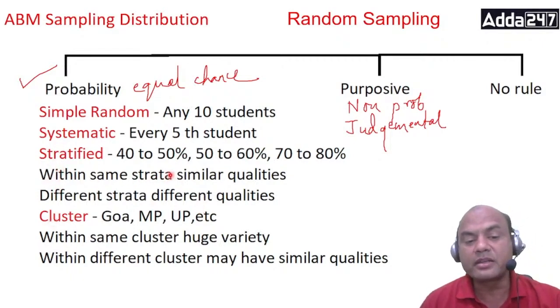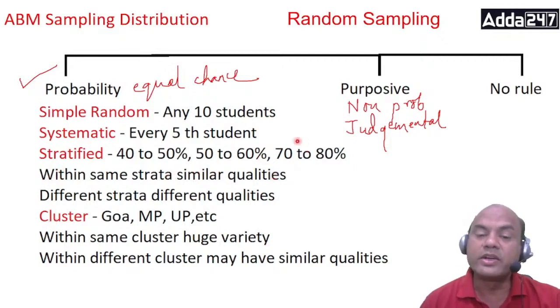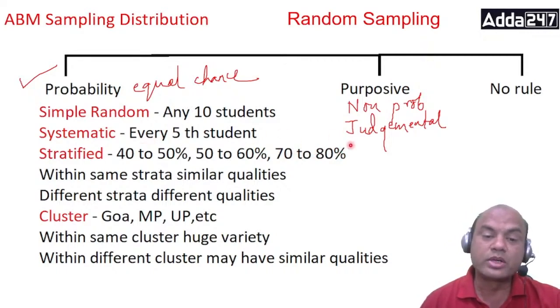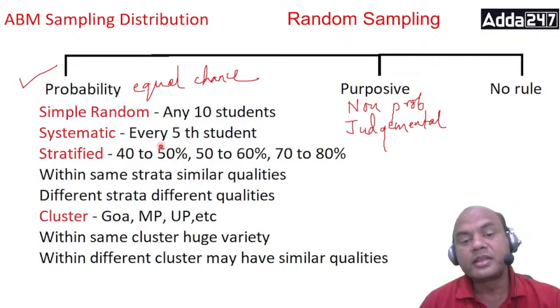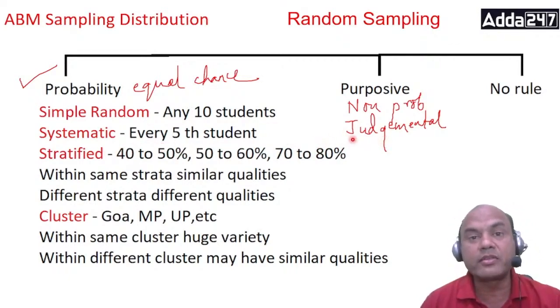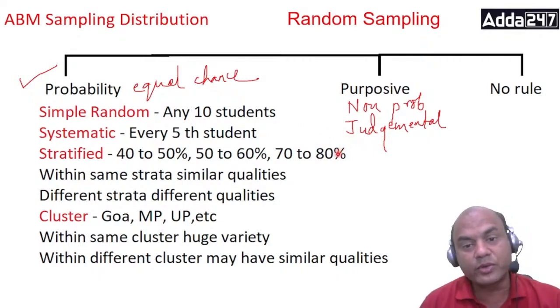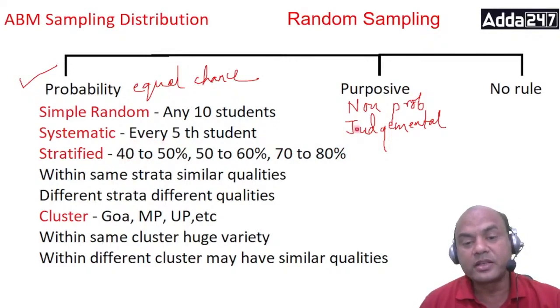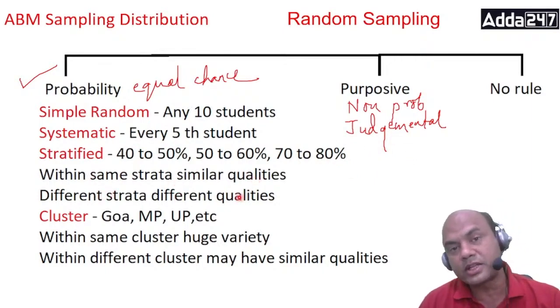Within the same strata, they have similar qualities. Means what? The student who is having the range of 70 to 80% will think similarly. They'll think similar to each other. Versus students who are having the marks 70 to 80 and the marks of 40 to 50, their ranges will be different. Thinking ability will be different. So that's what is meant by stratified. 40 to 50% student will always think of passing. 80 to 90 will always think of scoring. So within the same strata, they'll have similar qualities. Within different strata, different qualities.